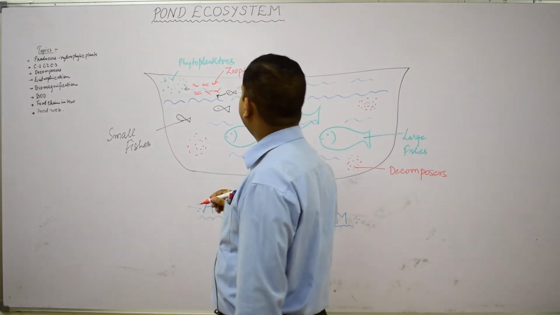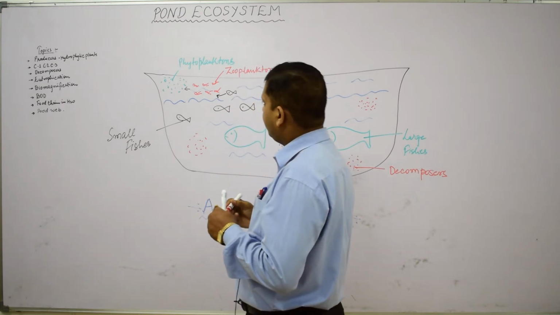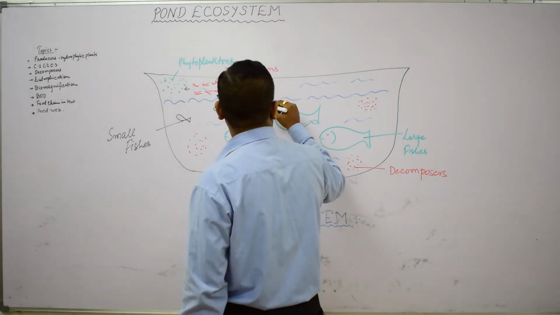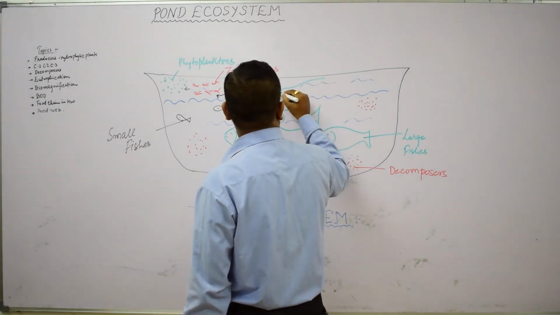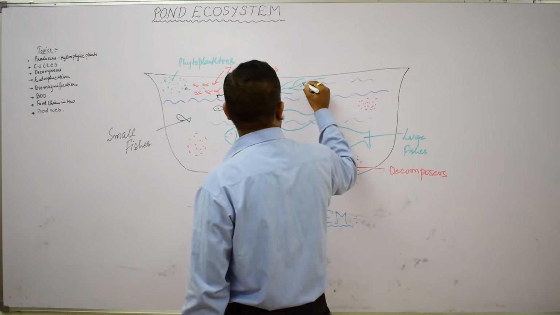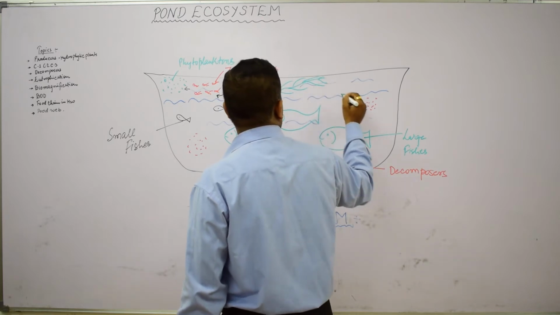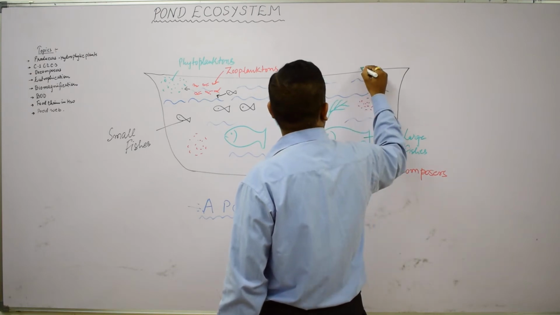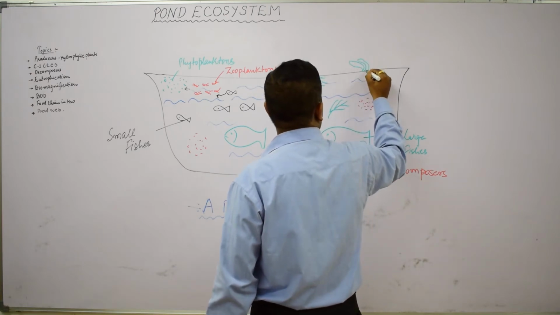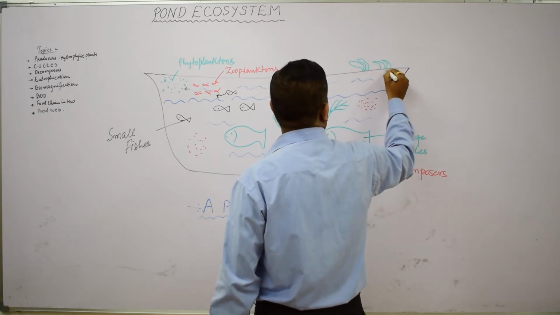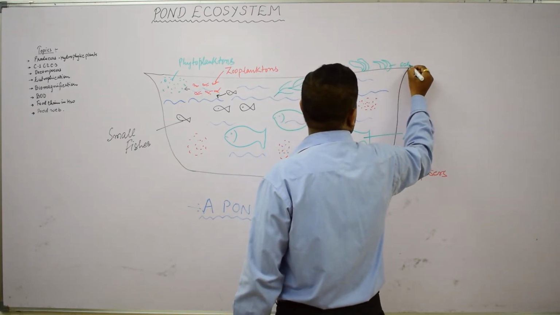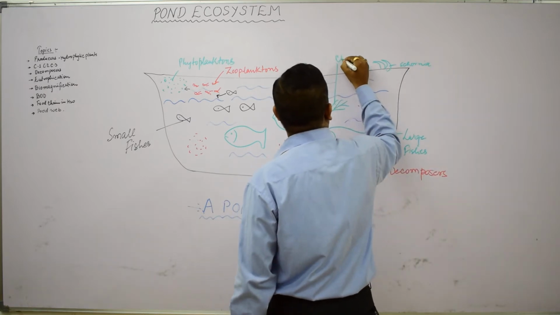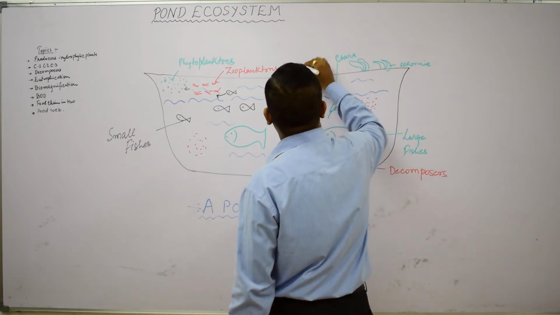In water, the producers are there. Producers, as you can see, are the phytoplanktons, or somewhere you will find producers like these plants. They are known as hydrilla or chara. Somewhere you can see these are Eichhornia. These plants are known as Eichhornia or chara, hydrilla.